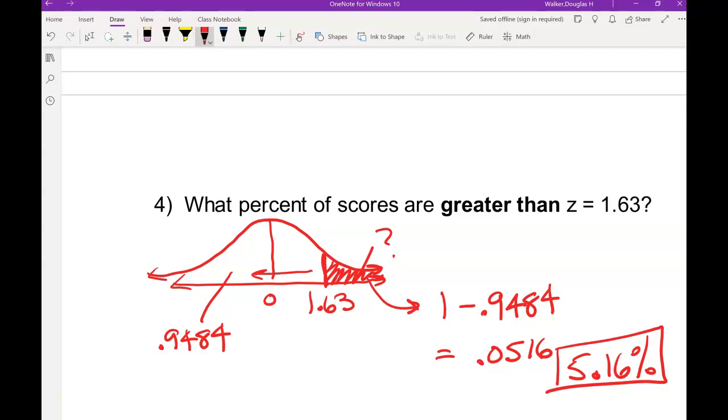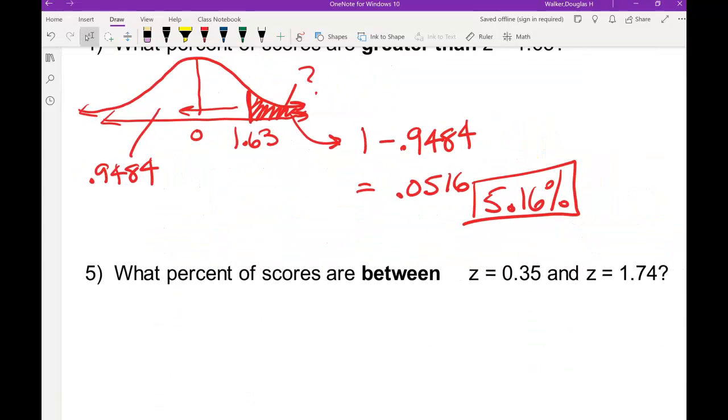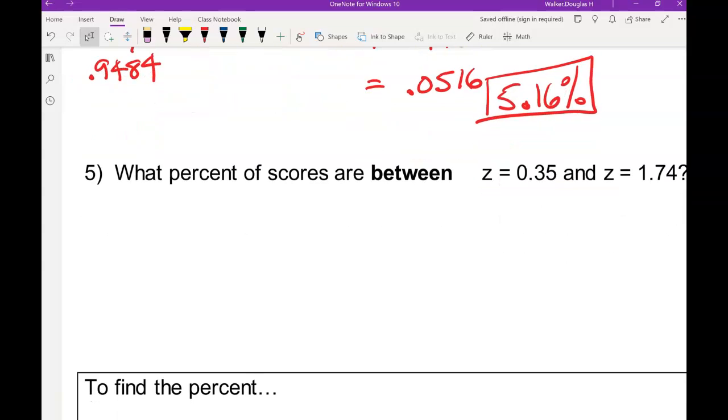So less than, you look the number up on the table, we're all done. If it's a greater than problem, you have to look it up on the table, then subtract that value from 1. And we have one last situation, and that's the between.